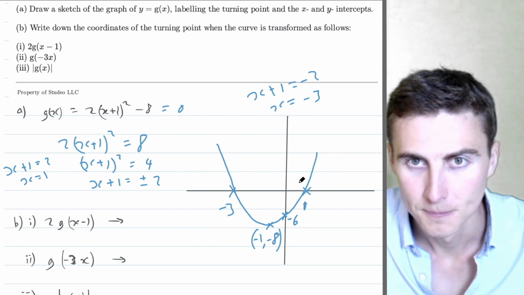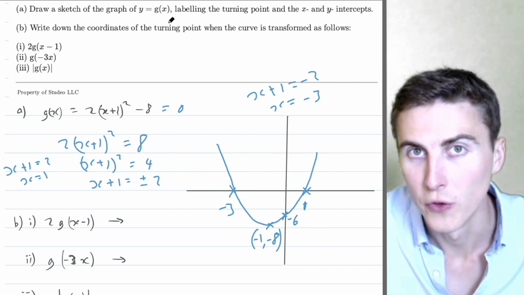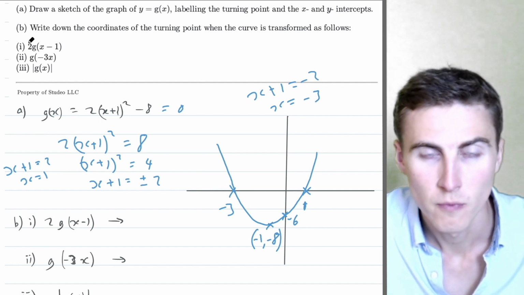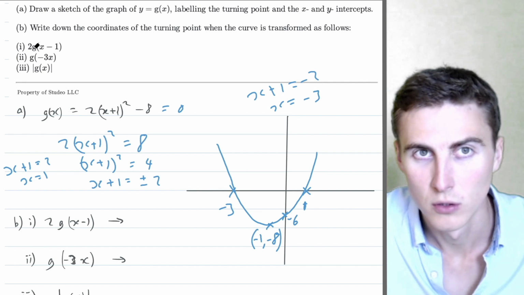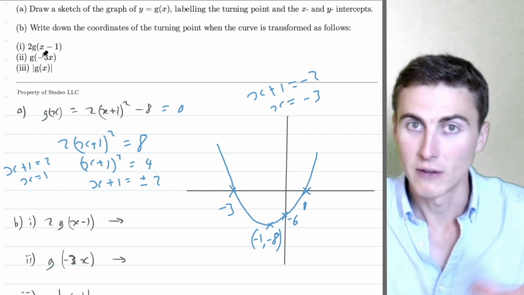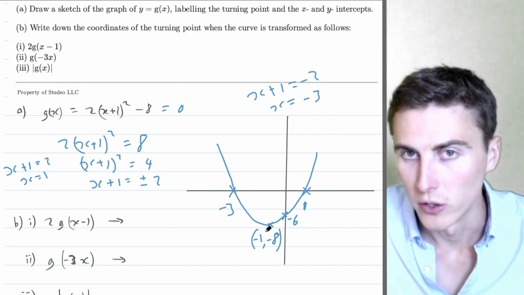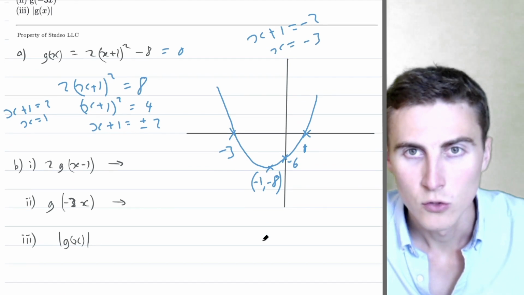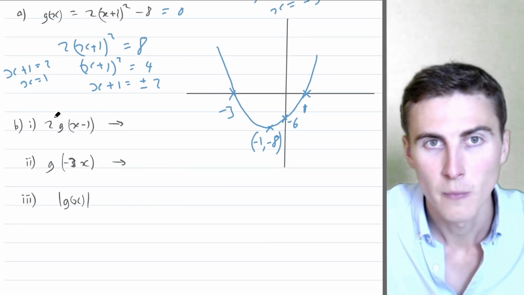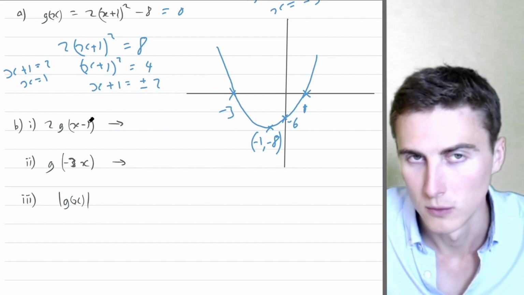But yeah, that's that. So now looking at B, it says write down the coordinates of the turning point when the curve is transformed as follows. So they've now given us 3 more versions of this function, and we need to think, how is that going to affect the graph? How's it going to change it? So stretch or shift it, and what will that do to the turning point?